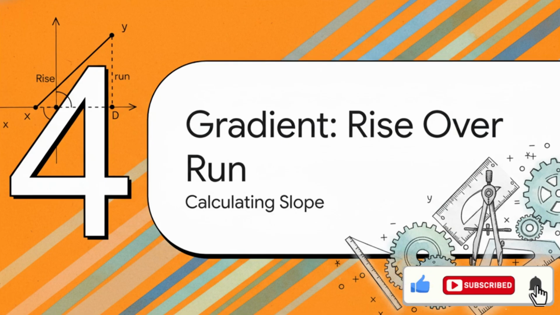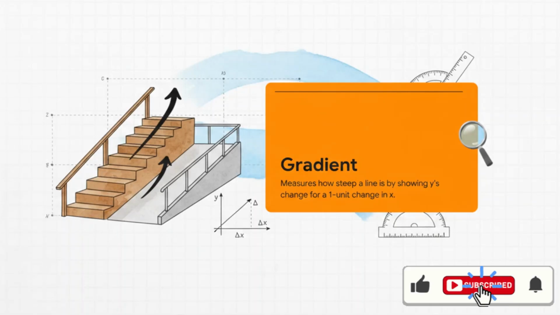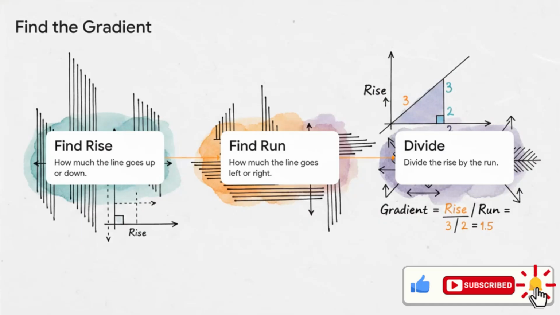All right, section 4, gradient, also known as rise over run. So we know that m is the steepness, but how do we actually calculate it if we're just staring at a line on a graph? Well, the gradient measures that exact steepness. Think of it like the pitch of a physical staircase or, say, a wheelchair ramp. You need to know exactly how much vertical change happens over a specific amount of horizontal distance. And calculating this is beautifully simple. It's literally just a 3-step recipe.